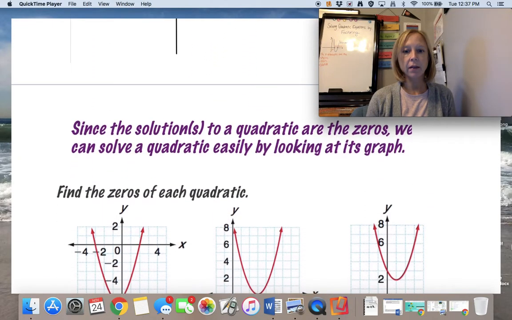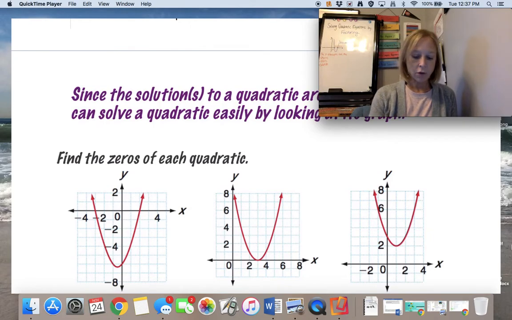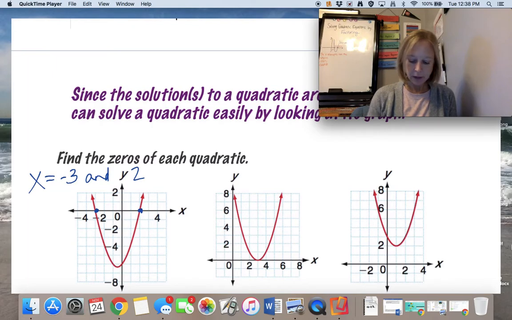So let's look at these graphs here. We're asked to find the zeros of each quadratic. Well, I can just see the zeros quite clearly here. I can see that the zeros of the first one, or the x-intercepts, would be -2. The other one is 2. Oh, I'm sorry, that's a -3. I miscounted, saying how simple it is, and then I do it wrong. All right, -3 and 2. Next one, okay? This time, there's only one x-intercept, and that x is equal to 3.